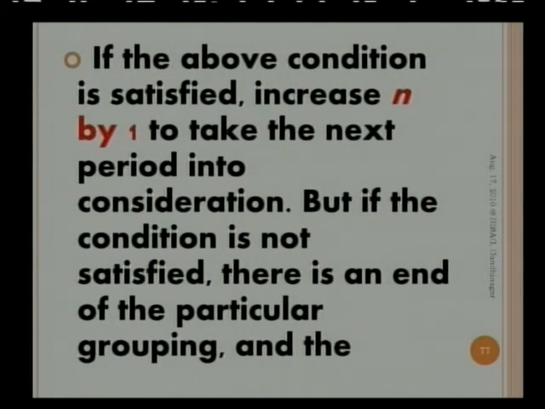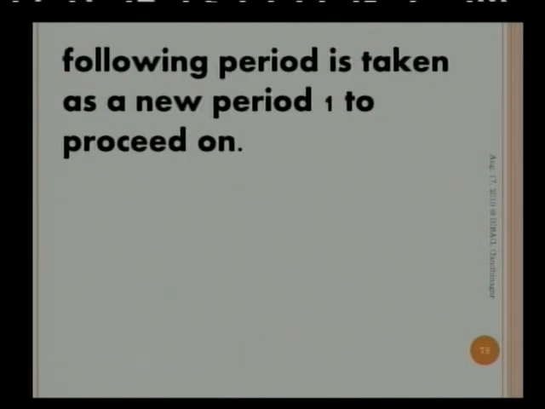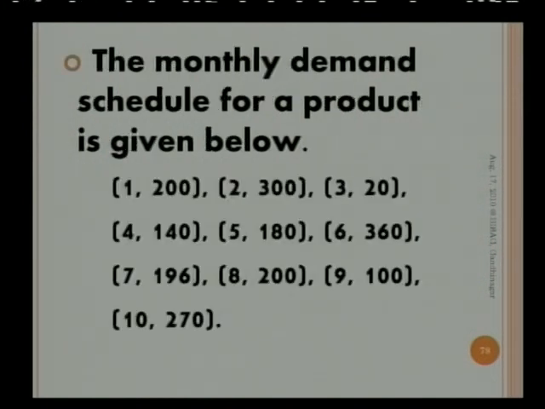You can find out the next period into consideration. But if the condition is not satisfied, then that is the end of the particular grouping, and the following period is taken as starting a new group, with period 1, 2, and then proceed from there.